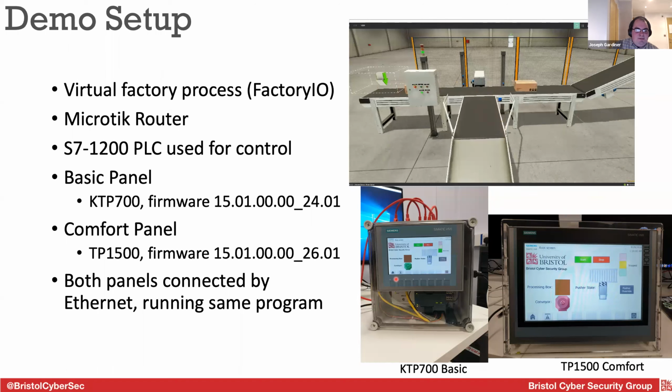We have a KTP700 basic panel, which is running firmware version 15.01, and a TP1500 comfort panel, which is running version 15.1 as well. Both panels are connected by Ethernet to the switch and to the PLC, and both run exactly the same program. I just converted the program from the 700 to the 1500, so it's running basically the same code.